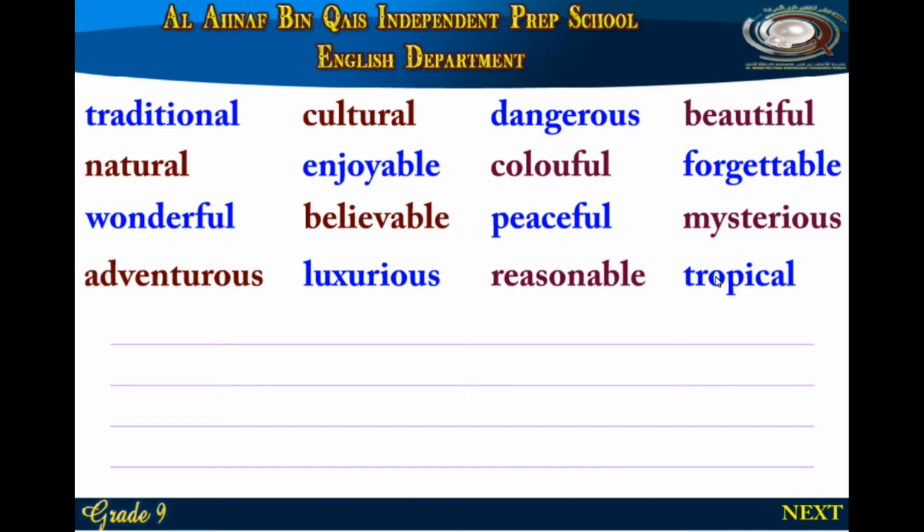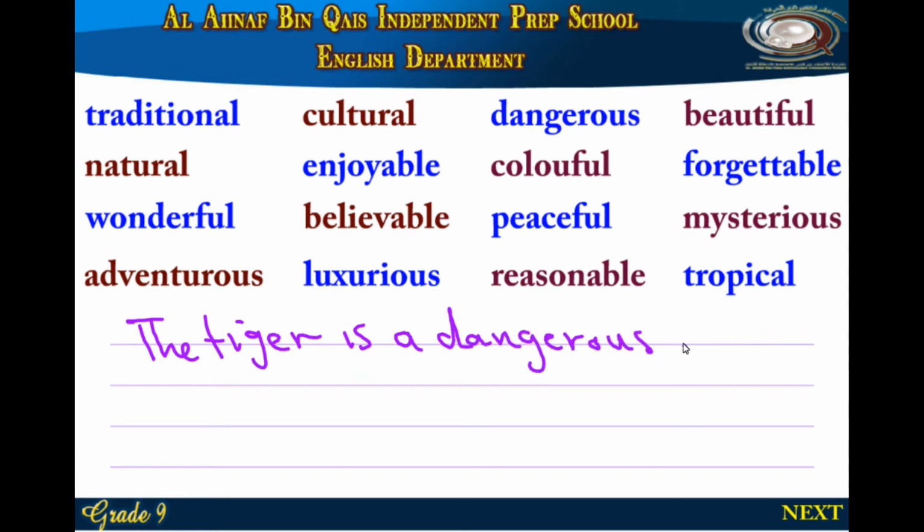Okay, thank you. Who can help me now and make a sentence for me? Choose the word and make a sentence. Yes, you. What word will you choose? Dangerous. Yes. What will you say? The tiger. Yes. This is a good sentence, in fact. The tiger is a dangerous animal.